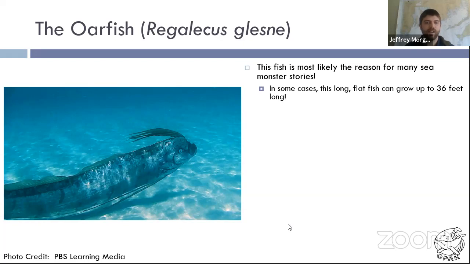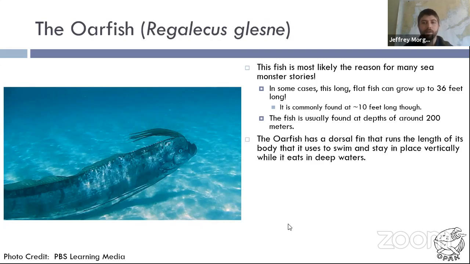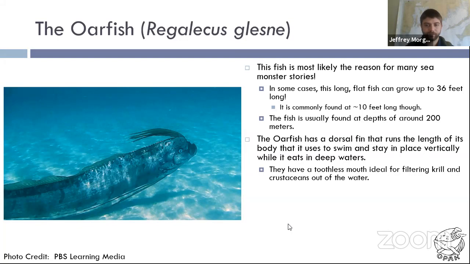They are long and flat, kind of eel-like, and they're usually found at around depths of 200 meters, even though they have been recorded much deeper than that, down to thousands of meters deep. They are unique in the way that they swim and eat. They will go vertically and use their dorsal fin to keep them in place, so kind of like treading water if you were a human. And when they're in place, they use their mouths to suck in larger zooplankton because they are toothless. So they are filter feeders.